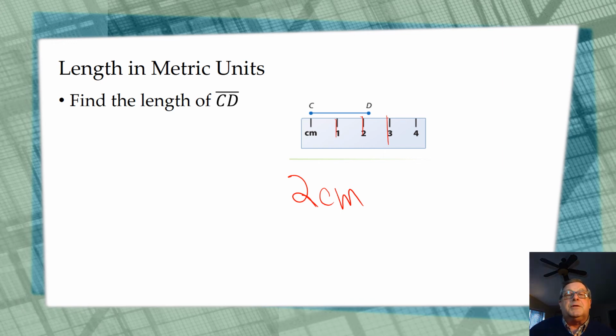So there we go. We've measured some lengths of some things in metric units. And I think next we'll look at some in inches.